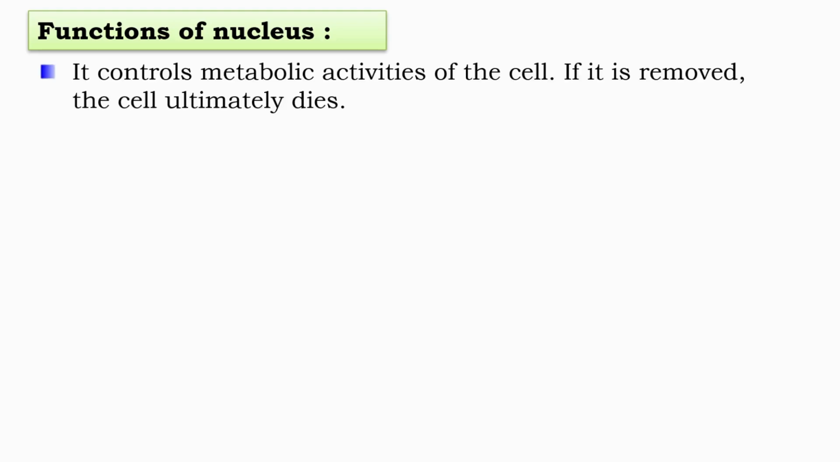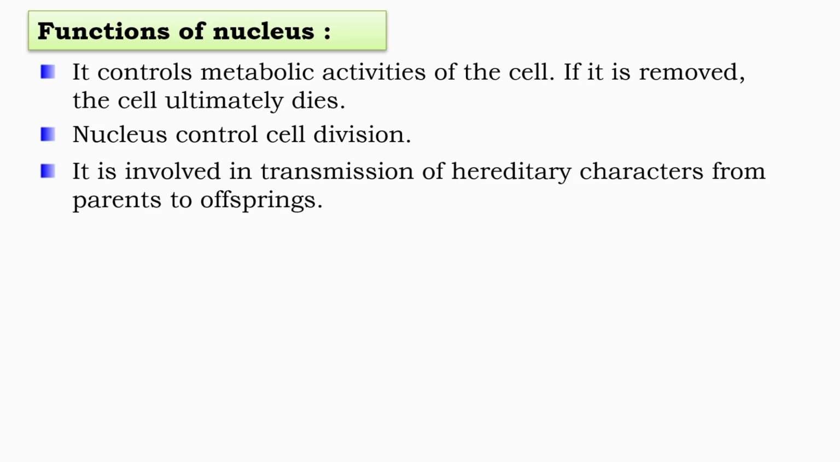Functions of nucleus. It controls metabolic activities of the cell. If it is removed, the cell ultimately dies. Metabolic activities means the functions of the cell. Nucleus controls cell division. It is involved in transmission of hereditary characters from parents to offsprings, means the children.